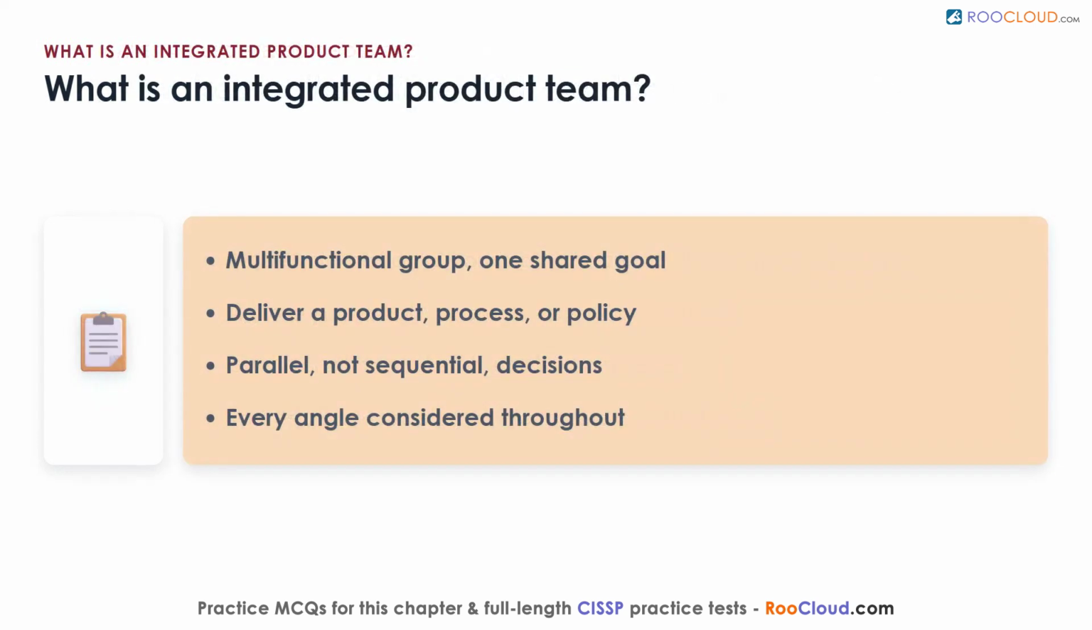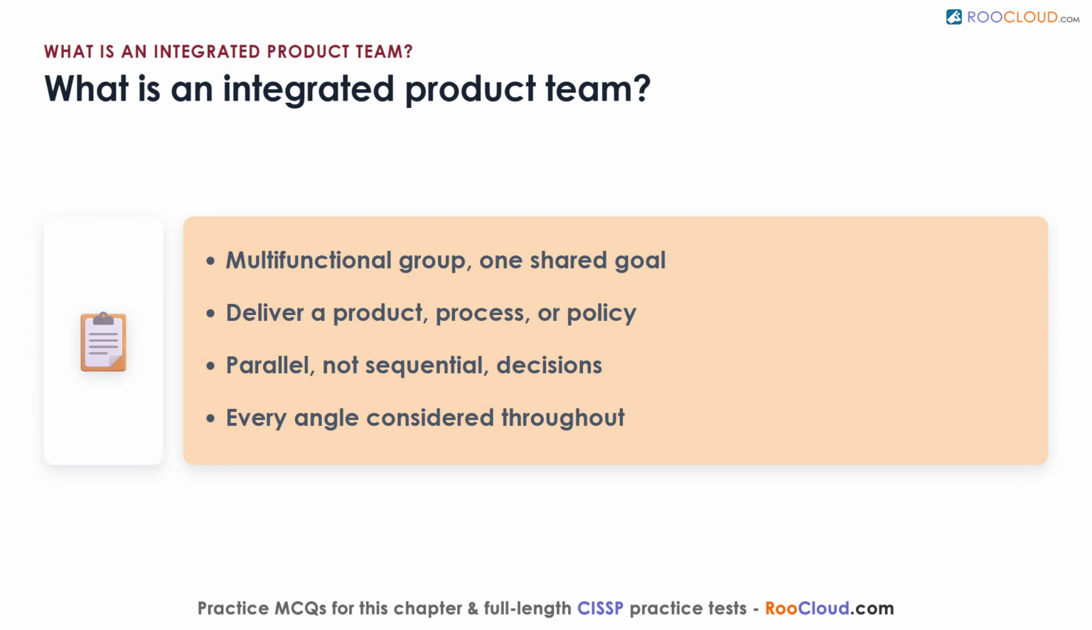What is an integrated product team? The idea of gathering all the right stakeholders around one product goal is older than Agile itself. A defense organization introduced integrated product teams as multifunctional groups sharing a single aim, whether delivering a product or shaping a process or policy. Their purpose was to foster parallel rather than sequential decisions, so that every angle of the product, process, or policy gets considered throughout development instead of in isolation.